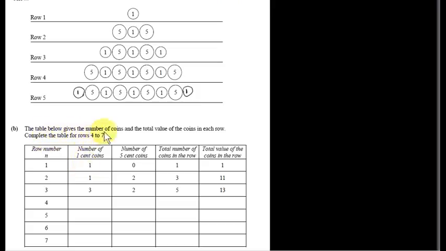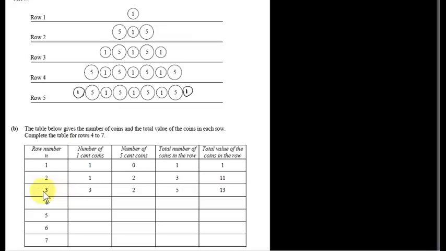The table below gives the number of coins and the total value of the coins in each row. Complete the table for rows 4 to 7. So let's look at row number 1. The letter small n stands for each row. So when n is 1, this column gives us the number of 1 cent coins, which is 1. This column gives us the number of 5 cent coins, which is 0. There are no 5 cent coins in row 1. This column gives us the total number of coins in the row. Well, there's just one coin in this row, and the total value appears in this column.